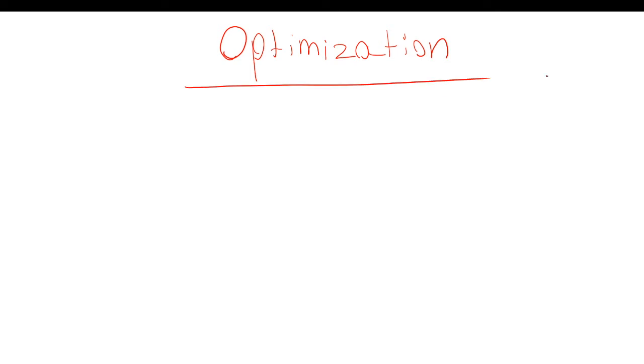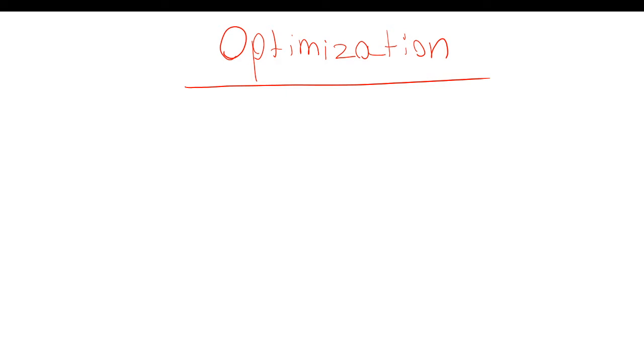In this MathCounts preparation lesson, we're going to be focusing on optimization. So let's get started. You've probably heard of optimization before, probably in calculus. Calculus is what you think of when you think of optimization, but we're not going to be doing calculus today because we're doing it for MathCounts.